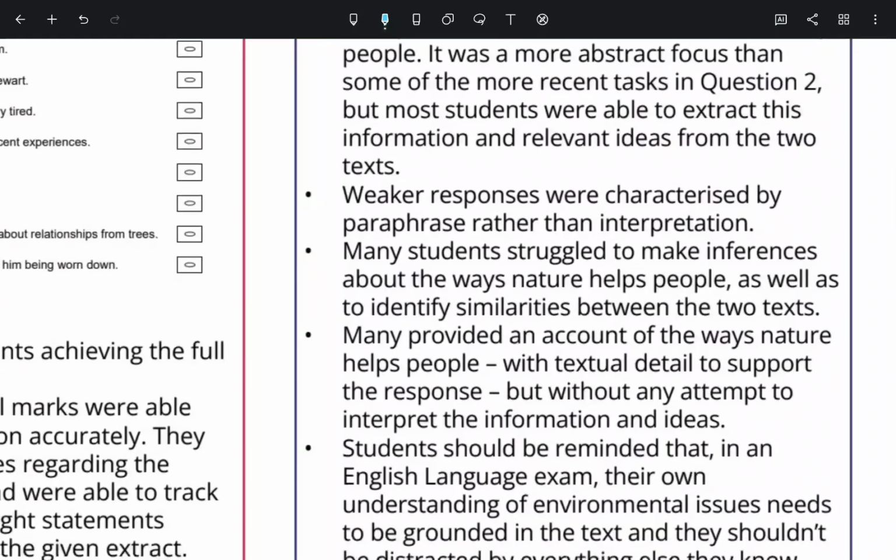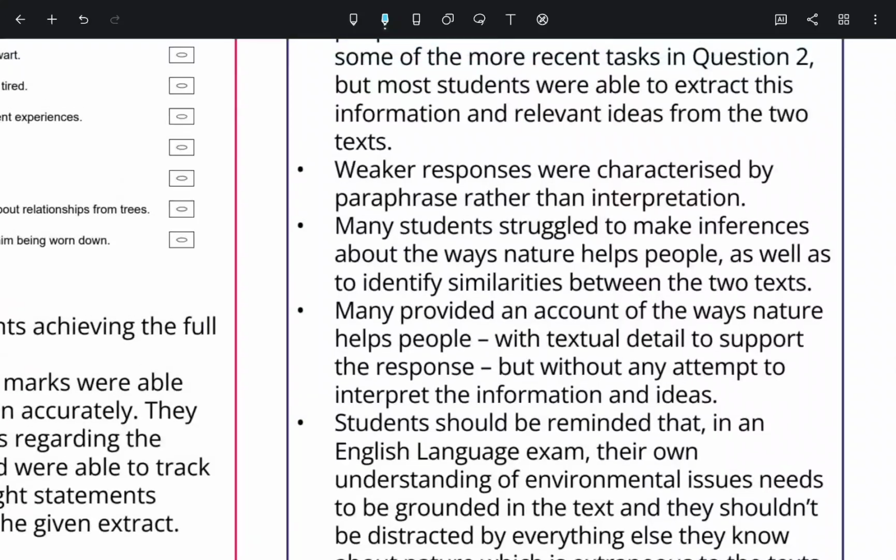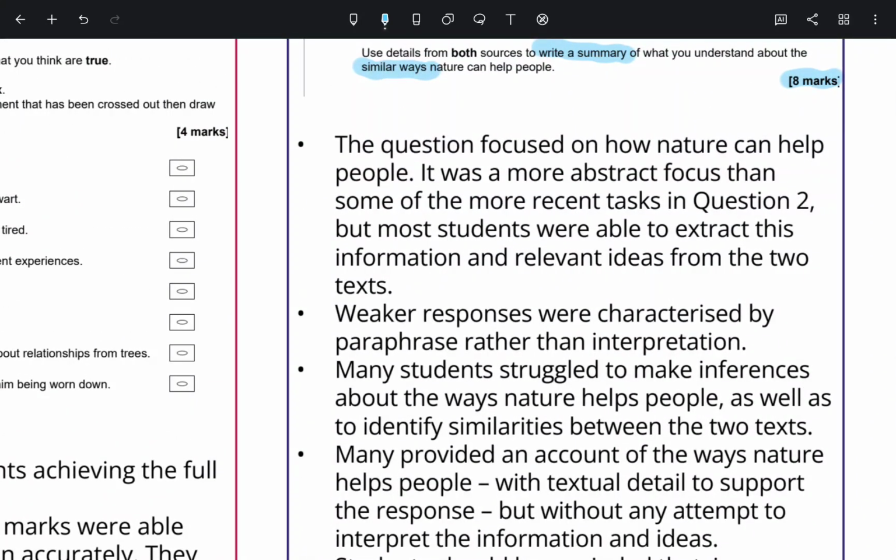So let's have a look at the key points provided by the exam board and things you need to consider when answering this question. So first things first, hi Louis, what question is the summary? That is question number 2.